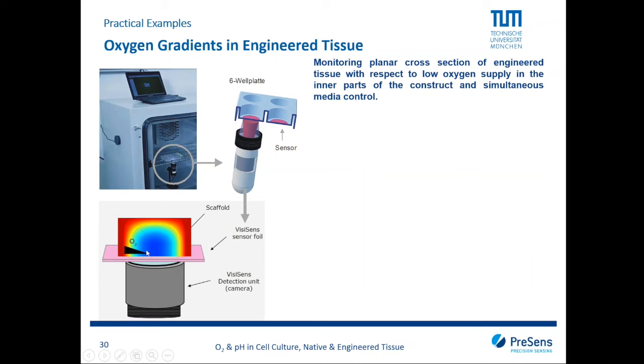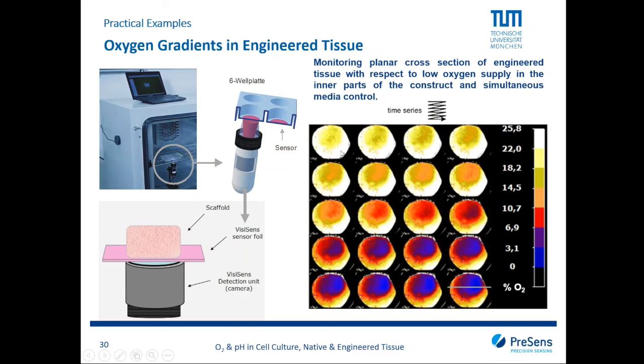And what researchers from the University of Regensburg now did with our smart little device, they placed the scaffold on top of the sensor foil. Again, the oxygen from the media can penetrate from the side walls and from the top sides towards the inner parts of the scaffold, but there's no oxygen accessibility from the sensor foil part. So what you get is a cross-section through your scaffold, or the oxygenation of a cross-section through your scaffold. That's what they recorded in here in a time series experiment.